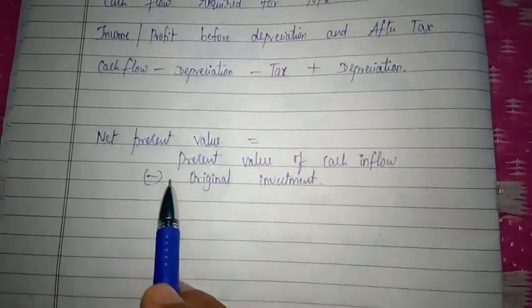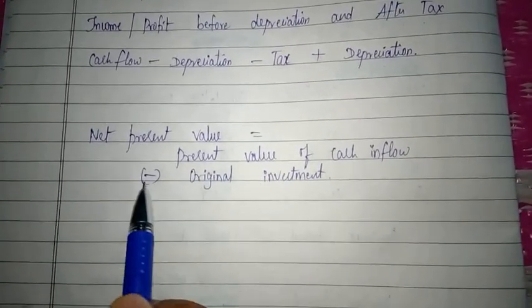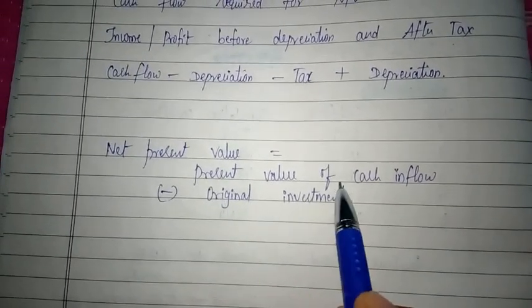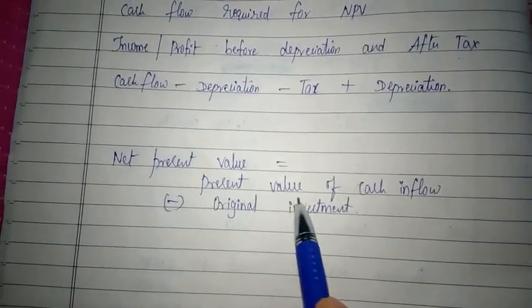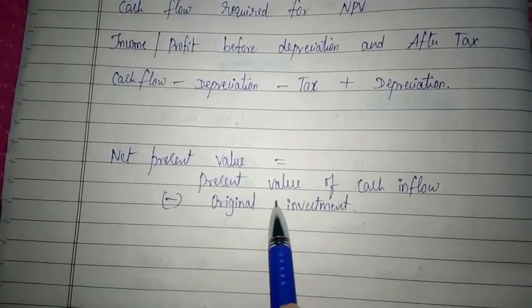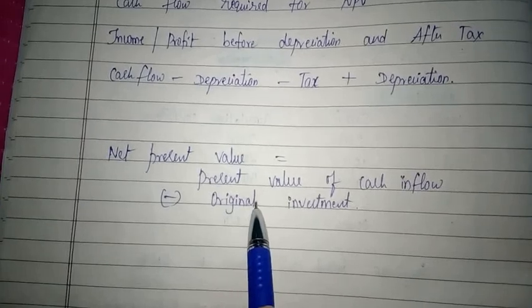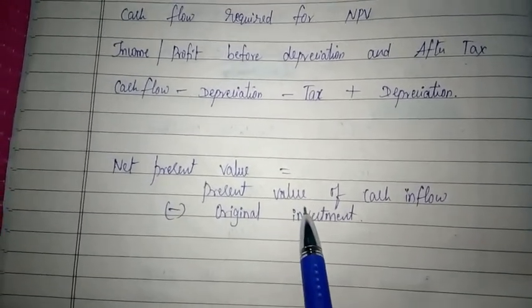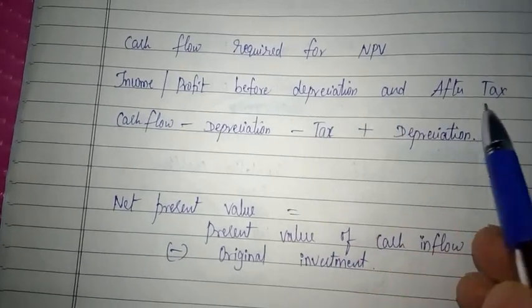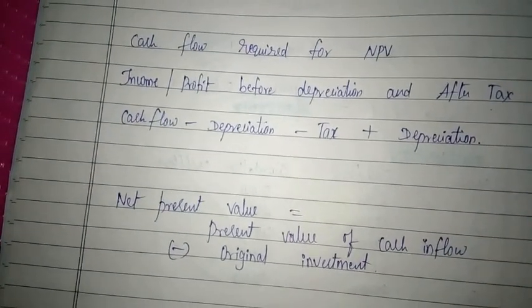So the net present value can be calculated by deducting original investment from the present value of cash inflow. The original investment will be given in the problem. We need to calculate the present value of cash inflow by multiplying the discount factor with the income or profit before depreciation and after tax. The discount factor will be given in the problem.